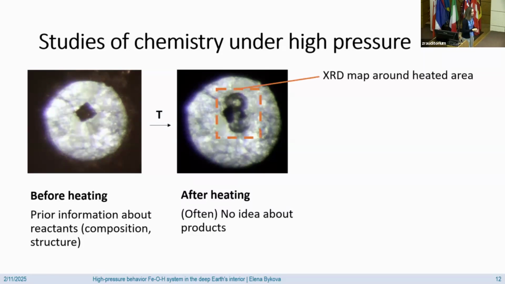So what to do next? We use the X-ray method. We select the region where we laser heated our sample.